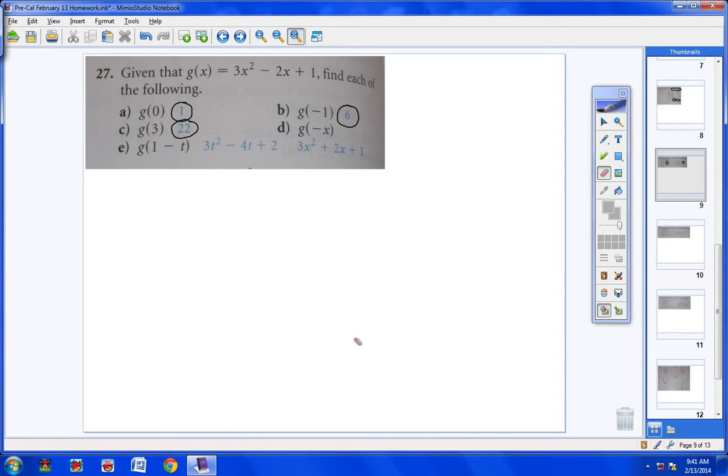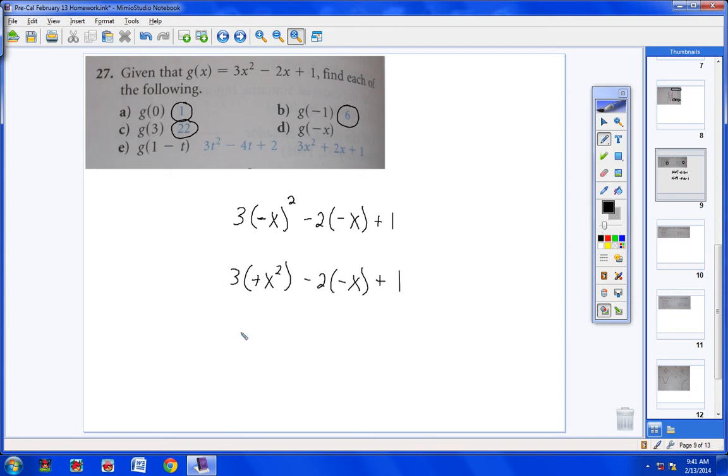All right, moving on to letter D. Negative x. So be careful. 3(negative x, quantity squared) then negative 2(negative x) then positive 1. Alright, now you square your negative x first and think about it. A negative x times a negative x is a positive x squared. So you did your powers first, and now multiply. 3 times x squared is 3x squared. Negative times a negative is a positive 2x. Bring down your positive 1, and this is your answer right here.